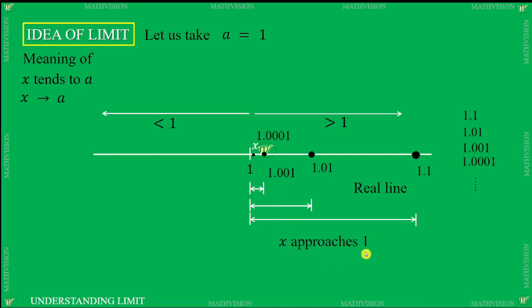So we write x approaches 1. But every number x here is on the right hand side of 1. So we say x approaches 1 from the right, and in symbol, we write x arrow 1 plus. 1 plus means approaching 1 from the right hand side.